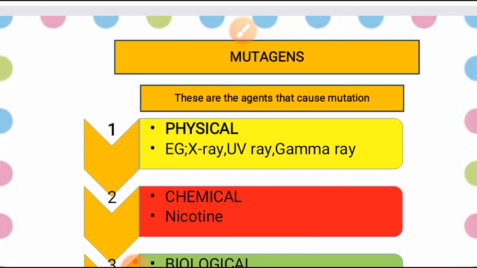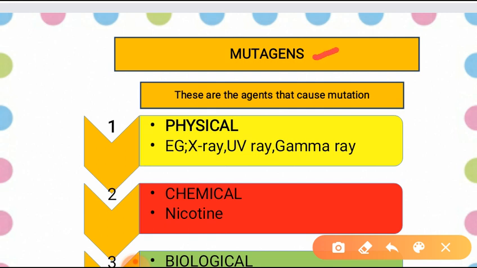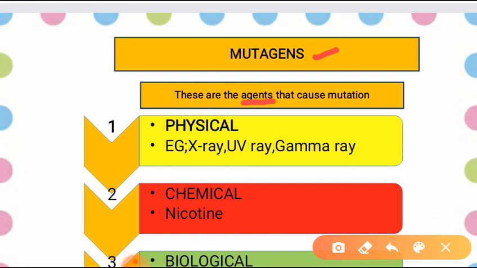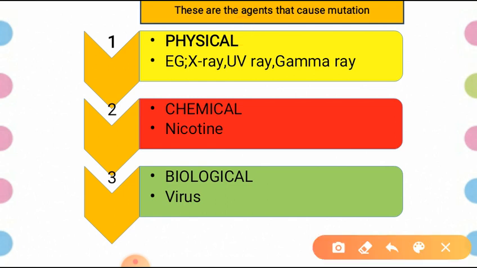Now, next one is about mutagens. What are mutagens? These are the agents that cause mutation. The agent that is inducing mutation is called a mutagen. These mutagens are being classified under three categories. First category is a physical mutagen. Example is X-ray, UV rays and gamma rays. These rays, when a person is exposed very frequently to these rays, they can cause mutation.